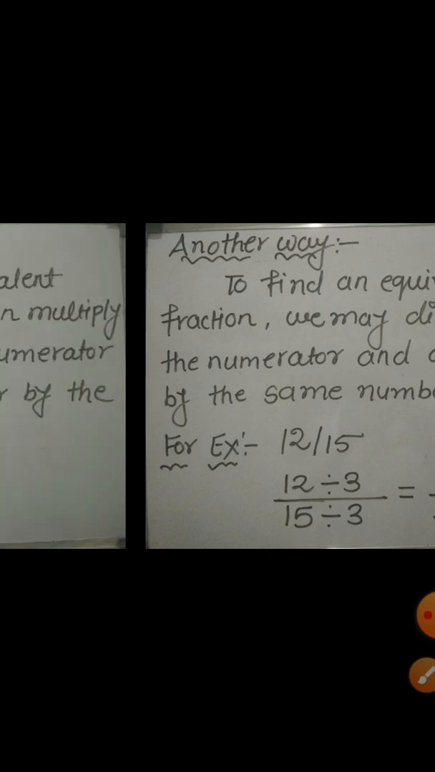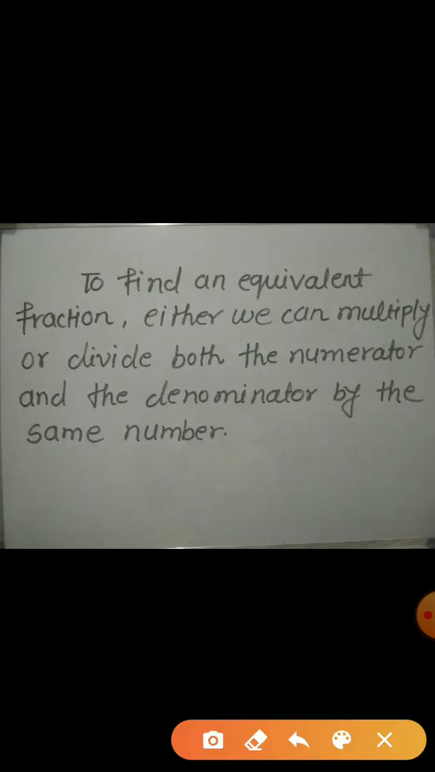From these two methods, children, we conclude that to find an equivalent fraction, either we can multiply or divide both the numerator and denominator by the same number.